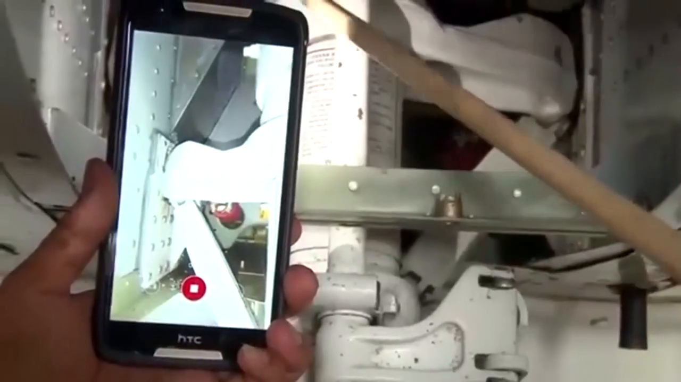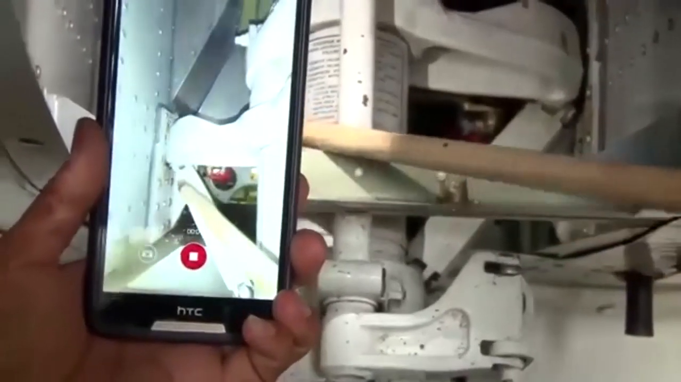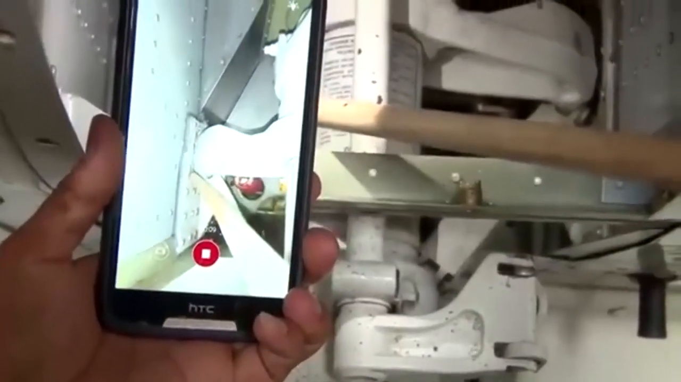This is your steering bell crank. You can see the nose landing gear attachment of Cessna 206 aircraft. This is one attachment, and then this is another attachment. You can see the two attachments for the fixed nose landing gear of Cessna 206 aircraft.